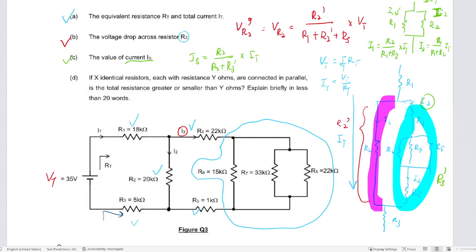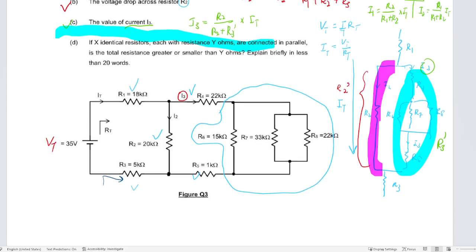Okay, part D. If X is an identical resistor, what do you mean by identical resistors? Each with resistance of Y ohms connected in parallel. Where's X actually? I can't see X. I think X is a bunch of identical resistors. I think this is a separate question. So let me scroll down a bit.